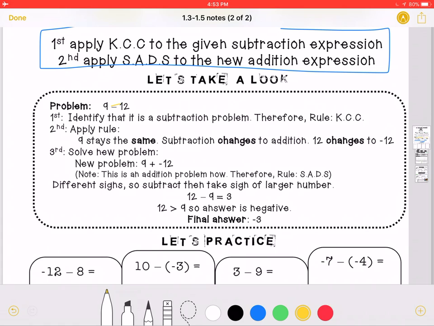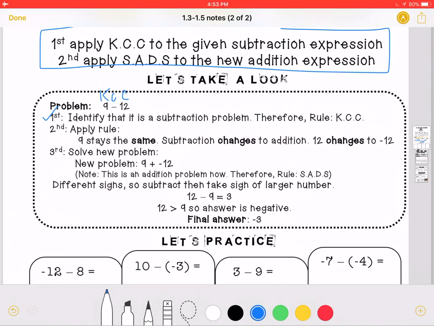So when I see that there's subtraction happening, I want to be thinking keep, change, change, or add a line, change the sign. As soon as I identify it's subtraction, I like to add those 3 letters above the problem. Do you have to do that? No, that's just a nice rule of thumb that I like to do to remind myself. So first I identify that it's subtraction, so we're going to use the rule keep, change, change. The second thing I'm going to do is apply that rule. So what does that rule mean?